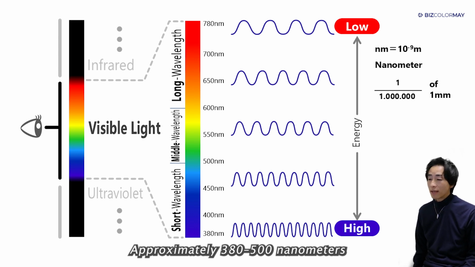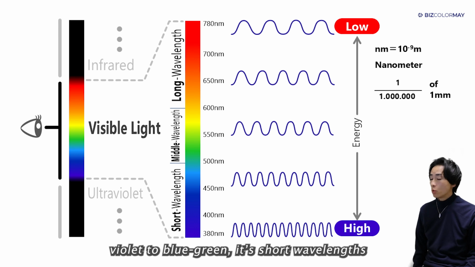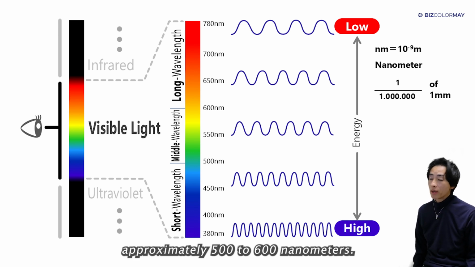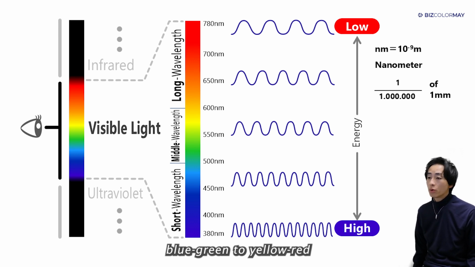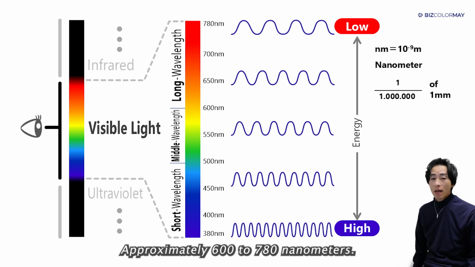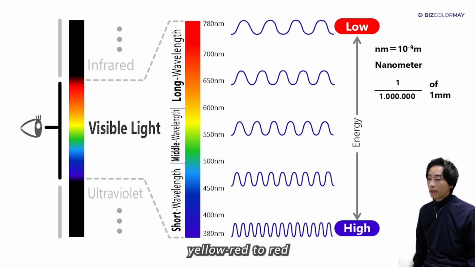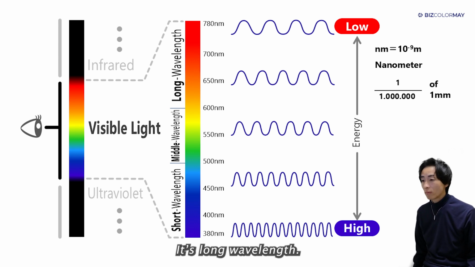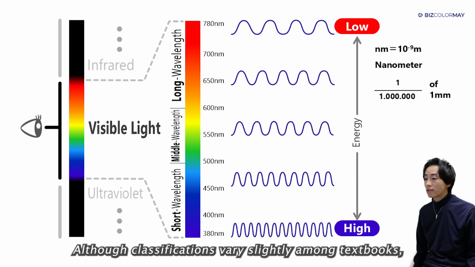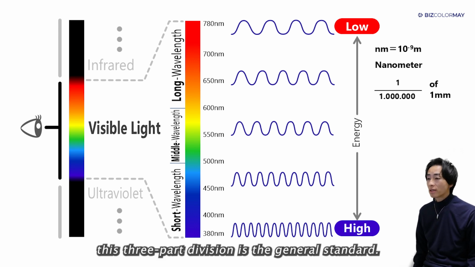380 to 500 nanometers, violet to blue-green, is the short wavelengths. Approximately 500 to 600 nanometers, blue-green to yellow-red, is the medium wavelengths. Approximately 600 to 780 nanometers, yellow-red to red, is the long wavelengths. Although classifications vary slightly among textbooks, this three-part division is the general standard.